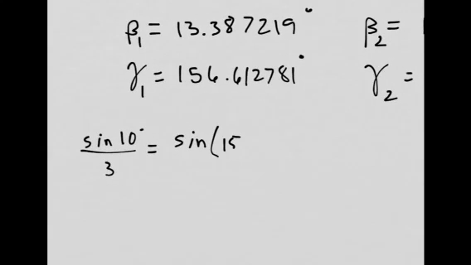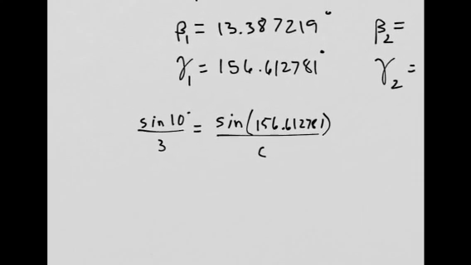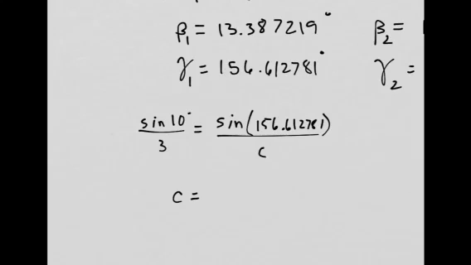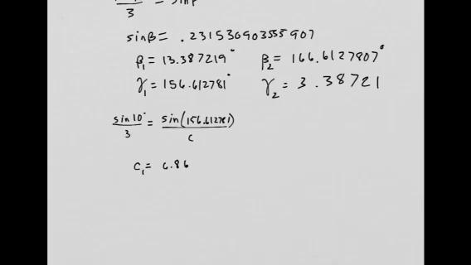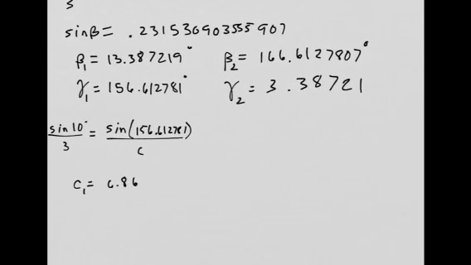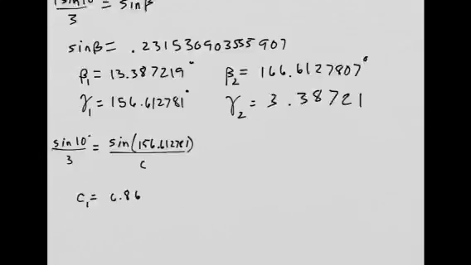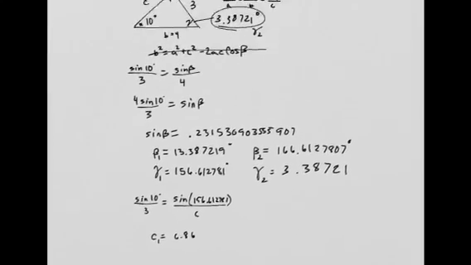equals sine of gamma 1, which was 156.612781. It's a good thing I wrote down all those decimal places, over C, and then solve for C. So my C value, or this is C1, is 6.86. And here I'm rounding because I know I'm not going to have to use that C value again because that's the last thing I had to solve for my first set.